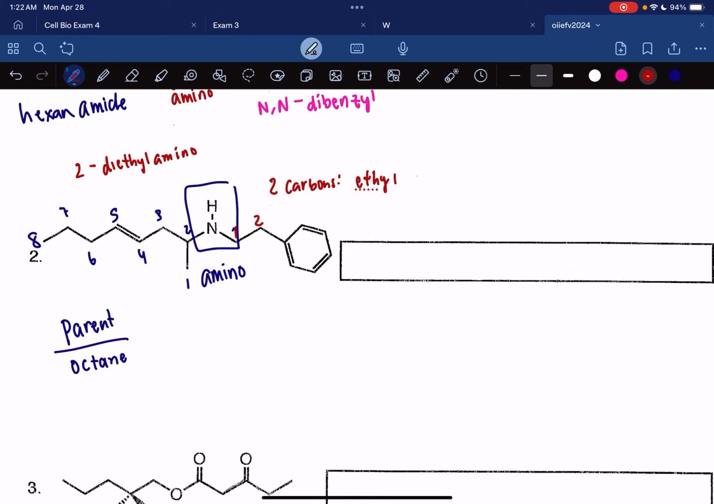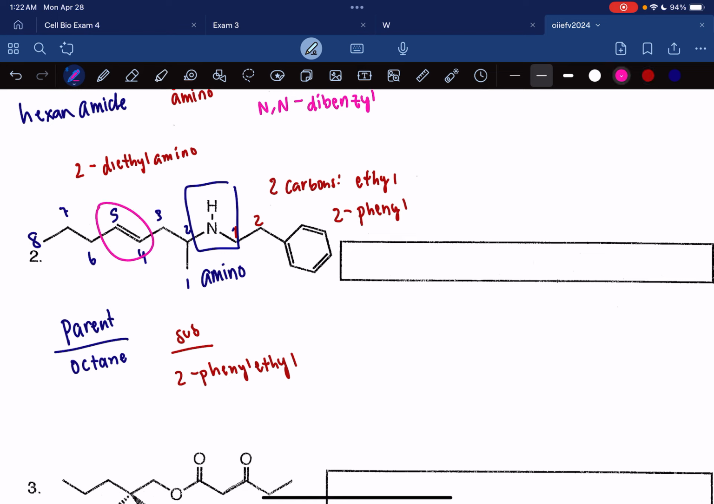And then on the ethyl, there's this group, which is a benzene, but as a substituent, you call it a phenyl. And then not only that, you have to specify where the phenyl is. So it's 2-phenyl. So the substituent is going to be 2-phenylethyl. Okay. Then we have to deal with the alkene here. So let's do the alkene in pink.